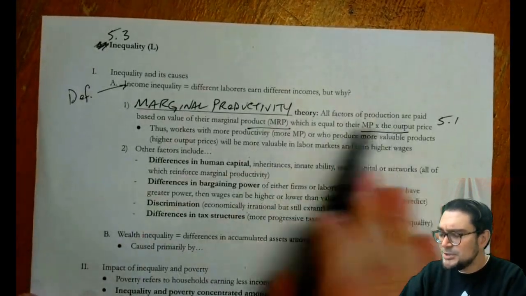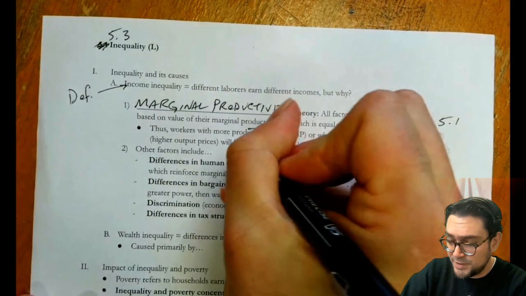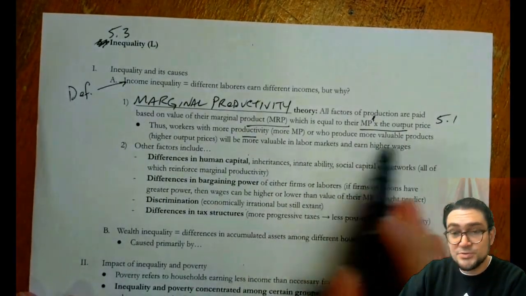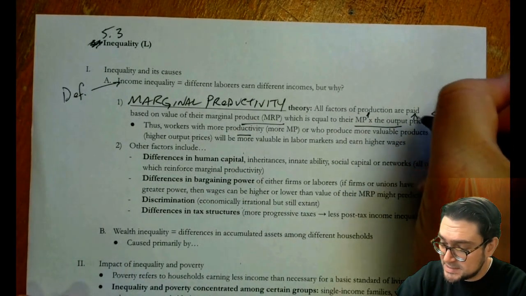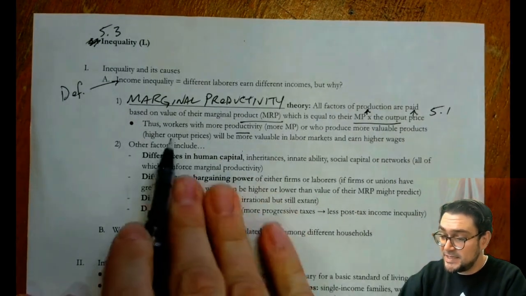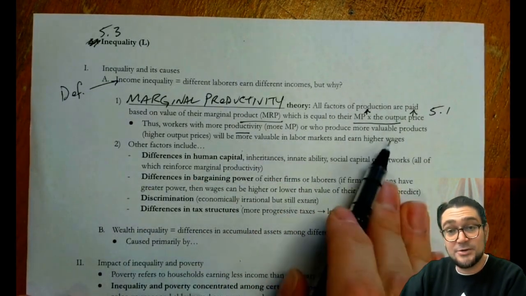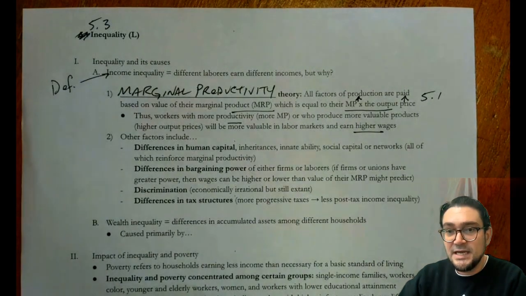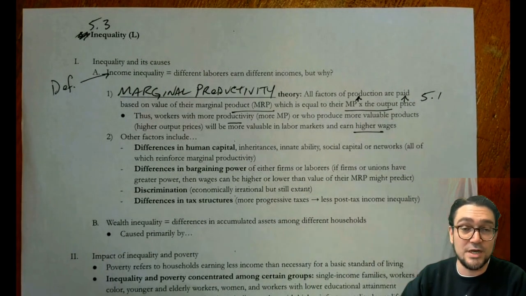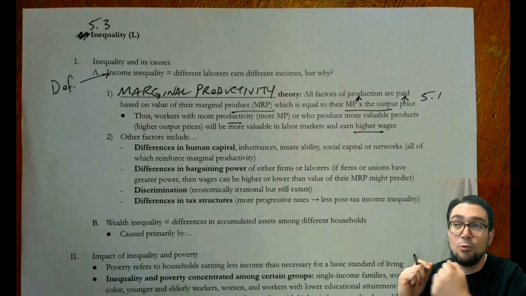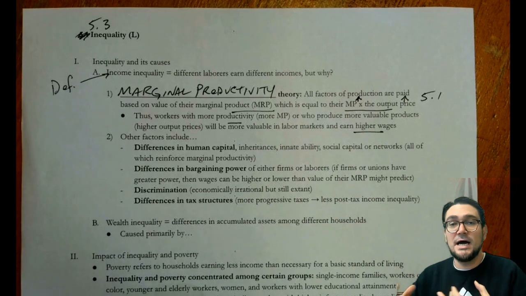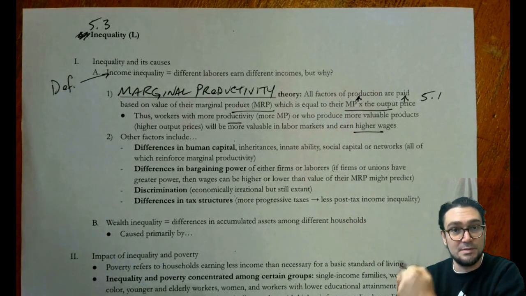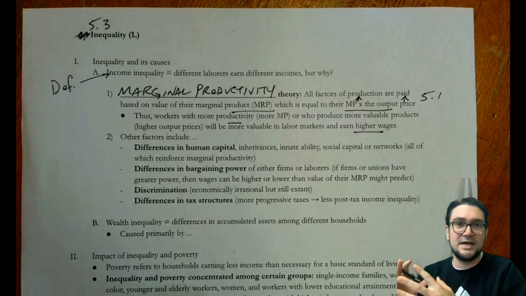But in short, if you have a worker with more productivity, that is to say, more marginal product, or who produces more valuable products, more output price, in either event, that's going to cause the worker to be more valuable and earn higher wages. So it's really fundamentally about productivity and about the price of the underlying good. And so if people really, really want to buy what you're producing, if what you're producing is very valuable, right? It's got a lot of value in the market, then you will have lots of value in that market.